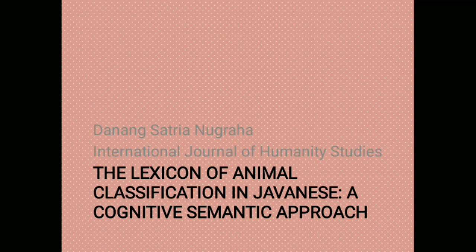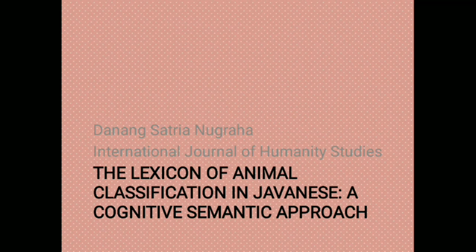it doesn't really discuss a lot of examples on how cognitive semantics works in an object of study. So I provide you an article, a journal article, which basically discusses the cognitive semantic approach. The title of the study is The Lexicon of Animal Classification in Japanese, a Cognitive Semantic Approach, published in International Journal of Humanities Studies, written by Danang Satrianugraha.